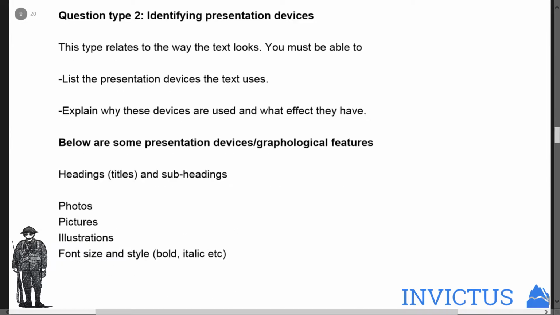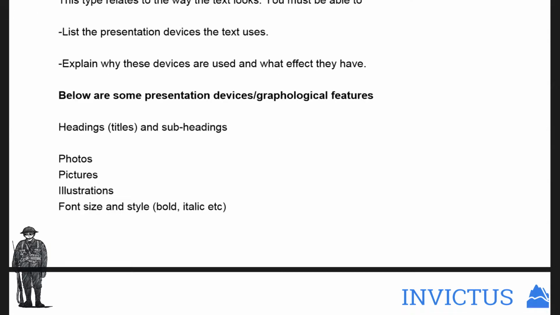So question type 2, identifying the devices slash features. It relates to how it looks. So you must be able to list the features and devices used and explain why they're used, obviously, because for example a guy wouldn't use a picture for no reason.